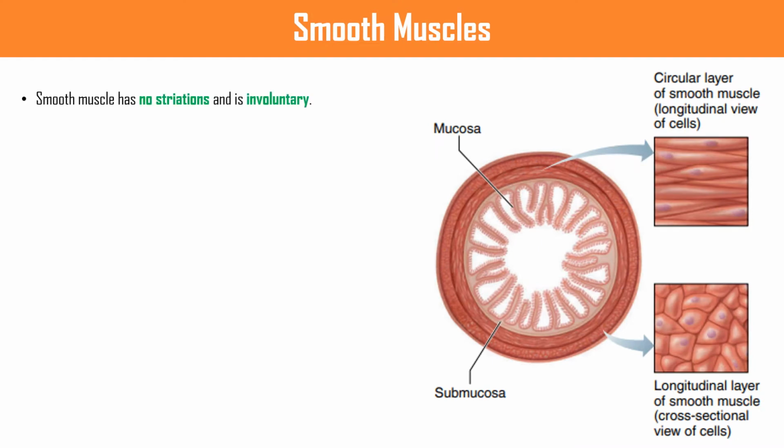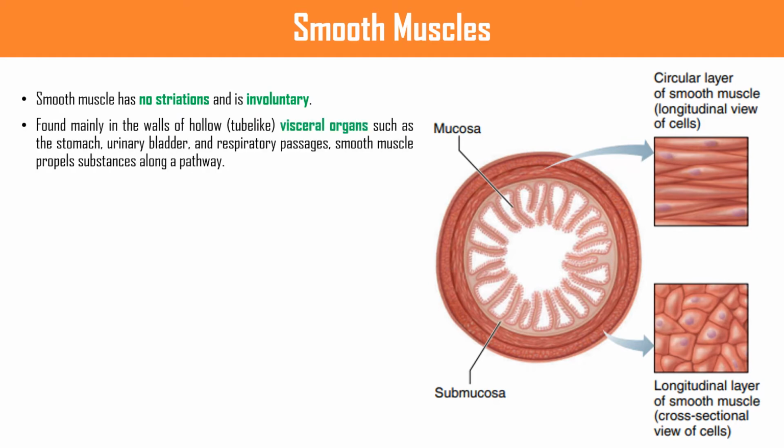Smooth muscle is the next type of body muscle. Smooth muscle has no striation and it is involuntary, which means we don't have conscious control over smooth muscles. Found mainly in the walls of hollow organs, tube-like visceral organs such as the stomach, urinary bladder, and respiratory passages. Smooth muscle propels substances along a pathway.